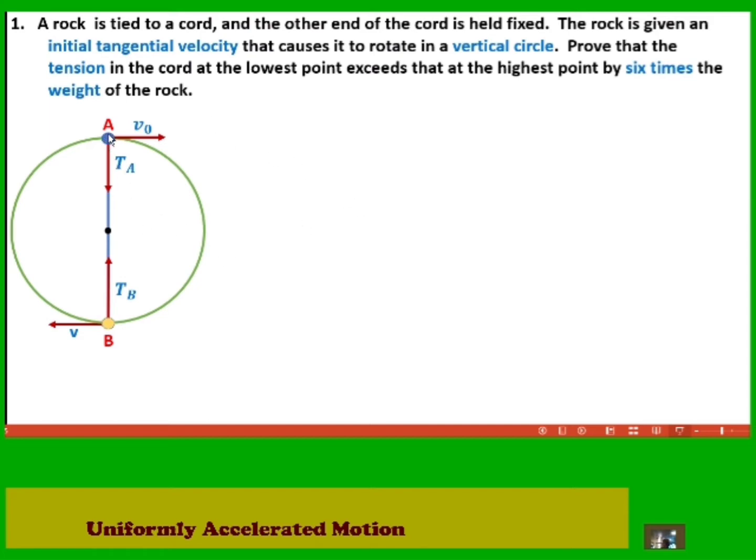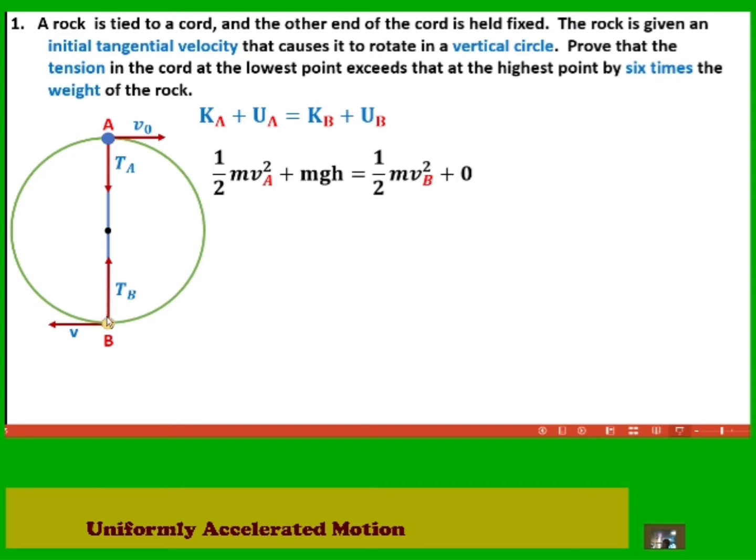The rock is made to rotate in a vertical circle. We are going to prove that T sub B minus T sub A is equal to 6 times the weight of the rock. From the energy conservation principle, the sum of the kinetic and potential energy at point A and point B are equal. So at point A, the kinetic energy is 1/2 m v sub A squared plus its potential energy, mg times the height.